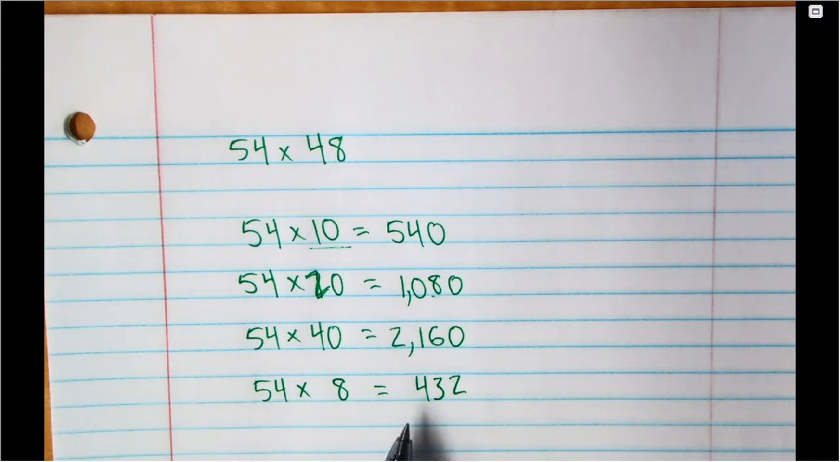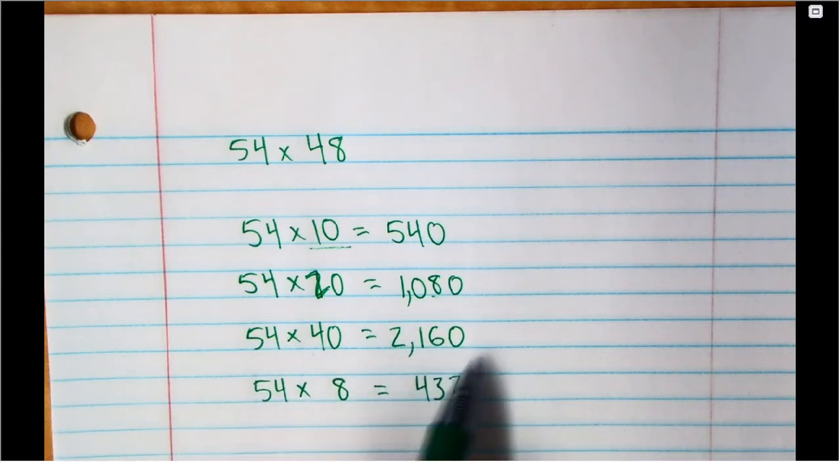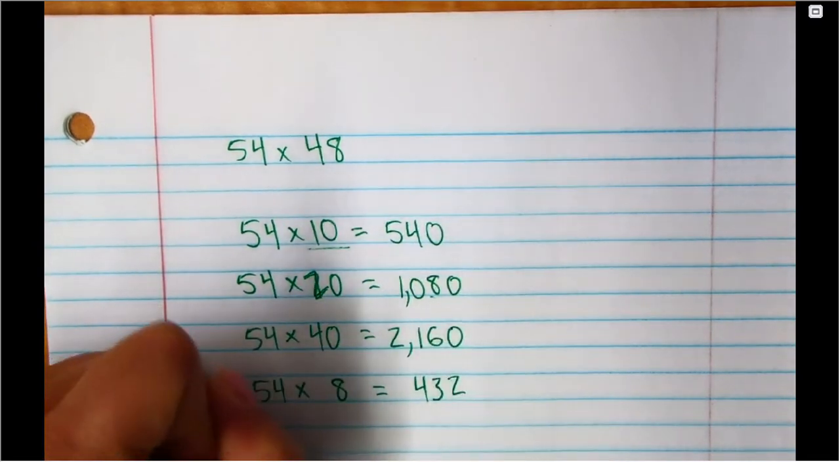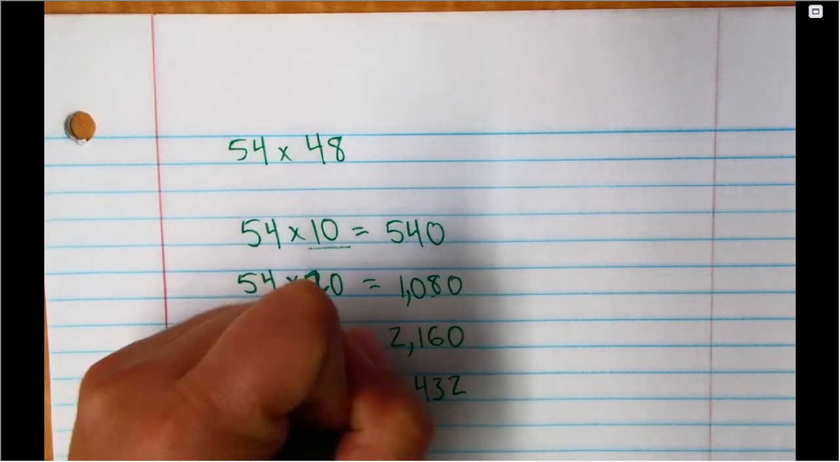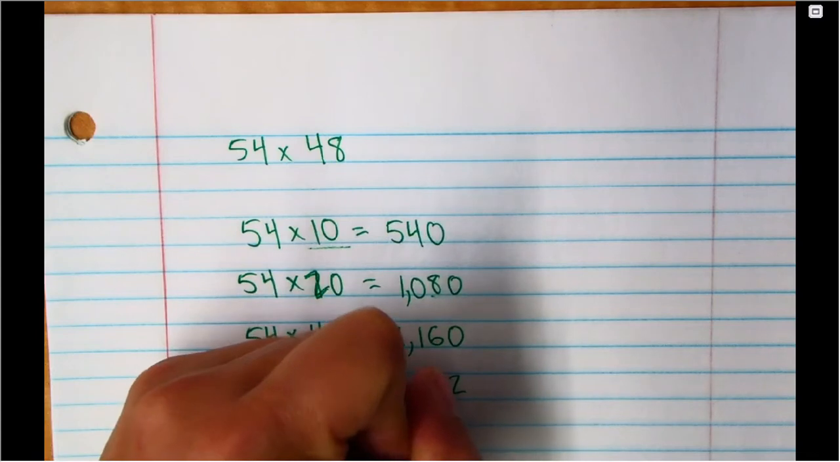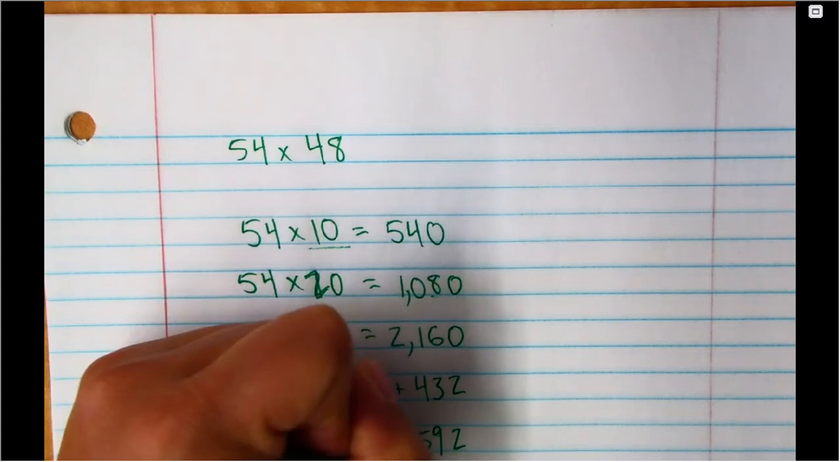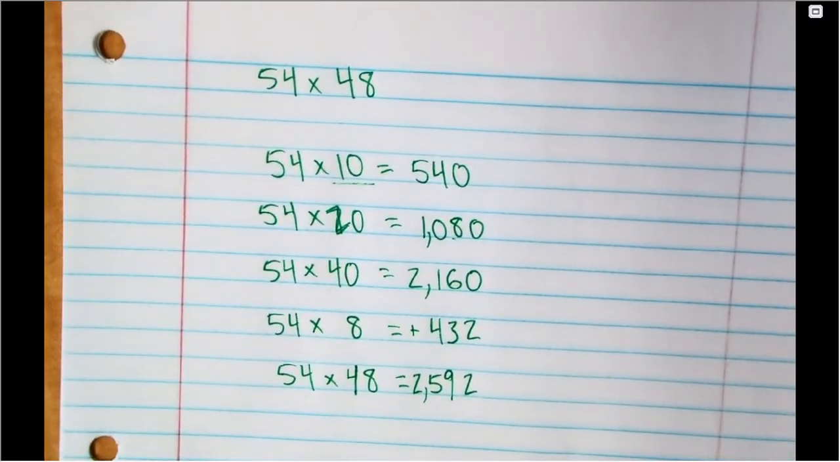As I continue going, now I have 54 times 40 is 2,160. I'm now looking at 54 times 8 is 432. So if I just add these groups together, I know that 54 times 48, if I just add these, 0 plus 2 is 2, 6 plus 3 is 9, 1 plus 4 is 5, and 2 plus 0 is 2. So my final answer is 2,592. So that is definitely one way of starting this problem.